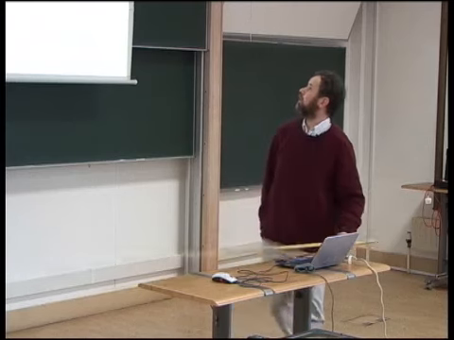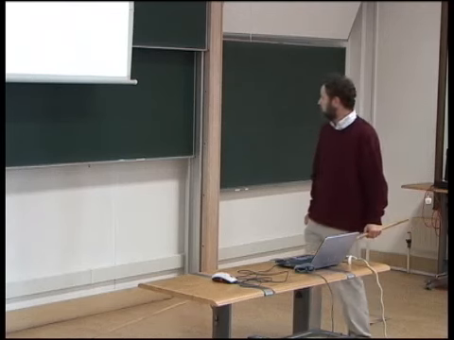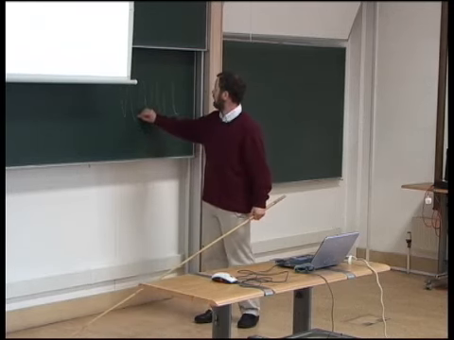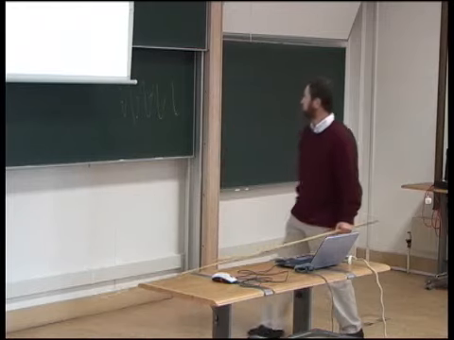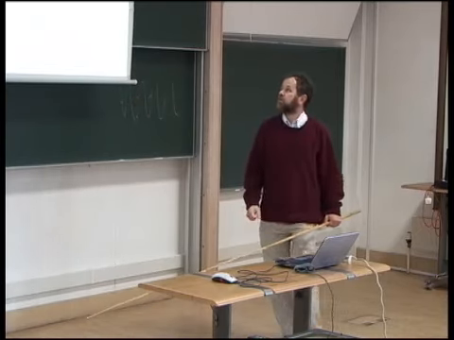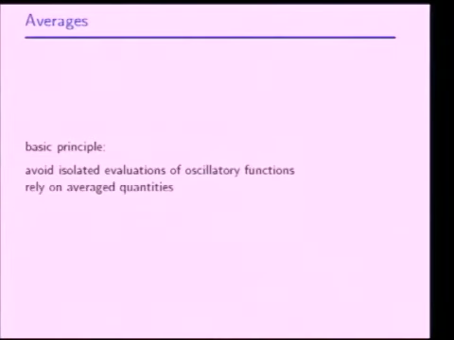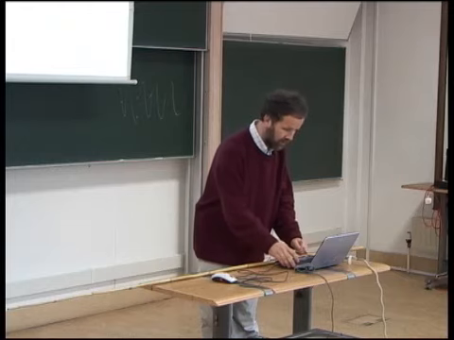So now let me come to the first construction principle. And this says it's not a good idea, if you have an oscillatory solution, to make isolated evaluations of the function along this oscillatory behavior, because essentially you make a random choice. So instead of taking isolated evaluations of oscillatory functions, aim at working with average quantities. Well, that's easy to formulate. It's not quite so clear how to put this into practice. And let me give you one example of how this can be done.